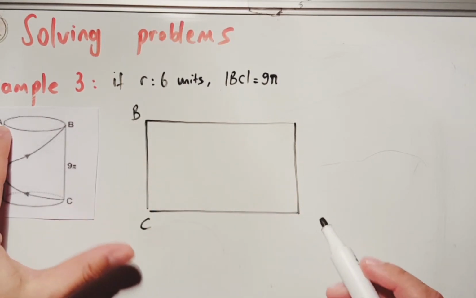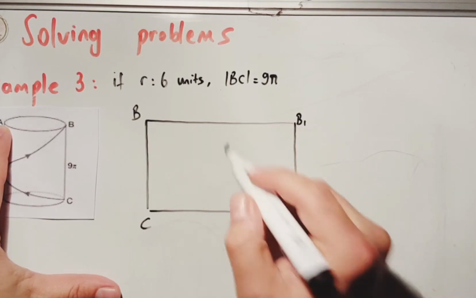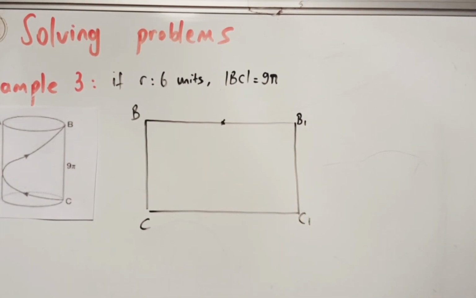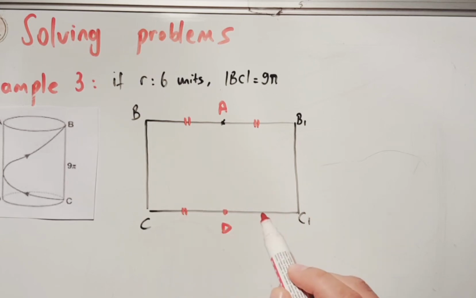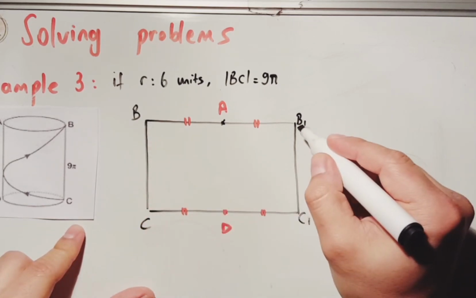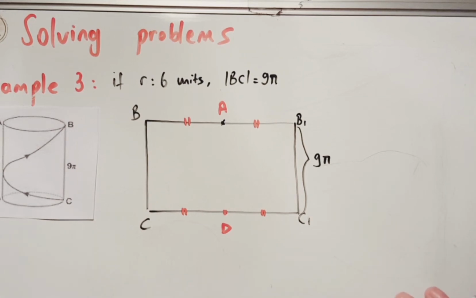And A is a midpoint, B1 and C1. The point A and the point D. BC was 9 pi, also B1C1 is 9 pi. When we open the cylinder, what is the circumference of the circle? Is it 12 pi? So the length of CC1 is going to be, with radius of 6, 2 pi r, the circumference of the circle. So 2 pi times the radius 6 is 12 pi. Okay.